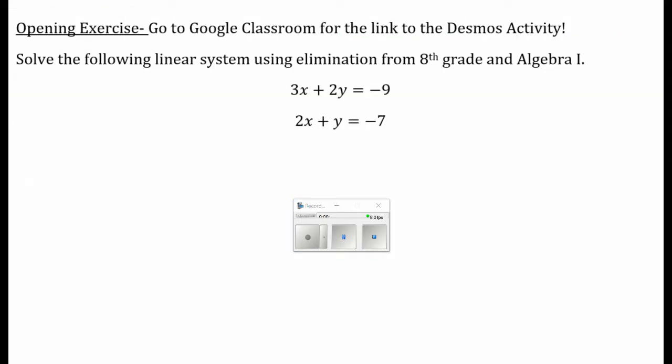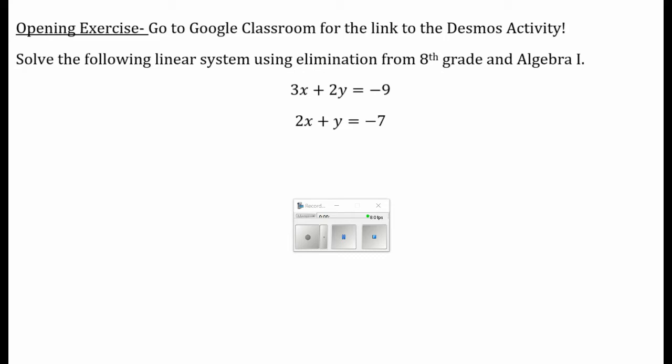So we begin. First of all, you should have gone to Google Classroom and got the link to the Desmos activity. Otherwise, you wouldn't be watching this video. So check. As an opening exercise, we're going to solve the following linear system using elimination from 8th grade in Algebra 1. So at this point, pause the video. If you remember elimination, great. Pause it, see if you can do it. If not, I'm going to do it right now. So now's your chance to pause.